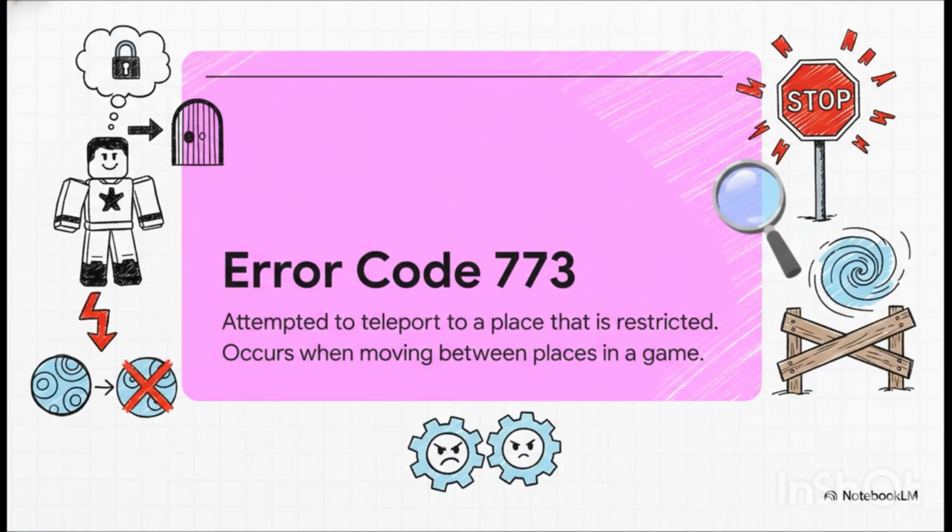Error 773 is kind of a cousin to 524. It usually pops up when you're already in a game and you try to teleport to a different map or area. And again, this isn't your internet dropping, it's the new server you're trying to reach saying, nope, you can't come in here.